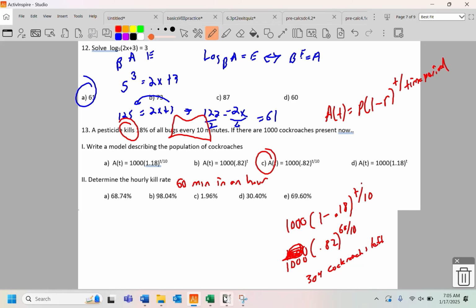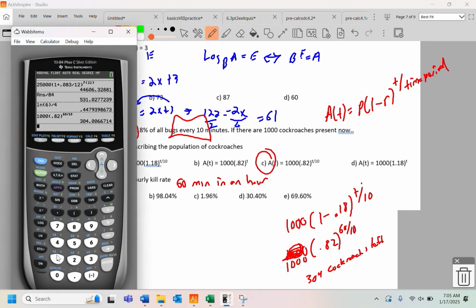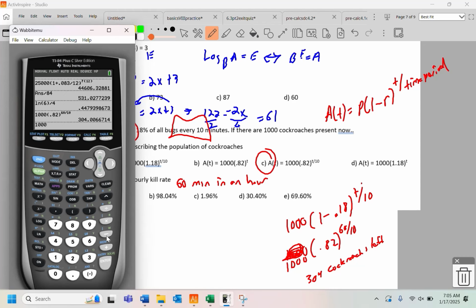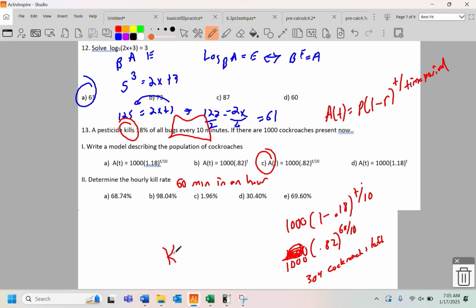Okay, so there were 1,000. You had 304 left. This means you killed 696 out of 1,000 cockroaches. So that's your kill rate.